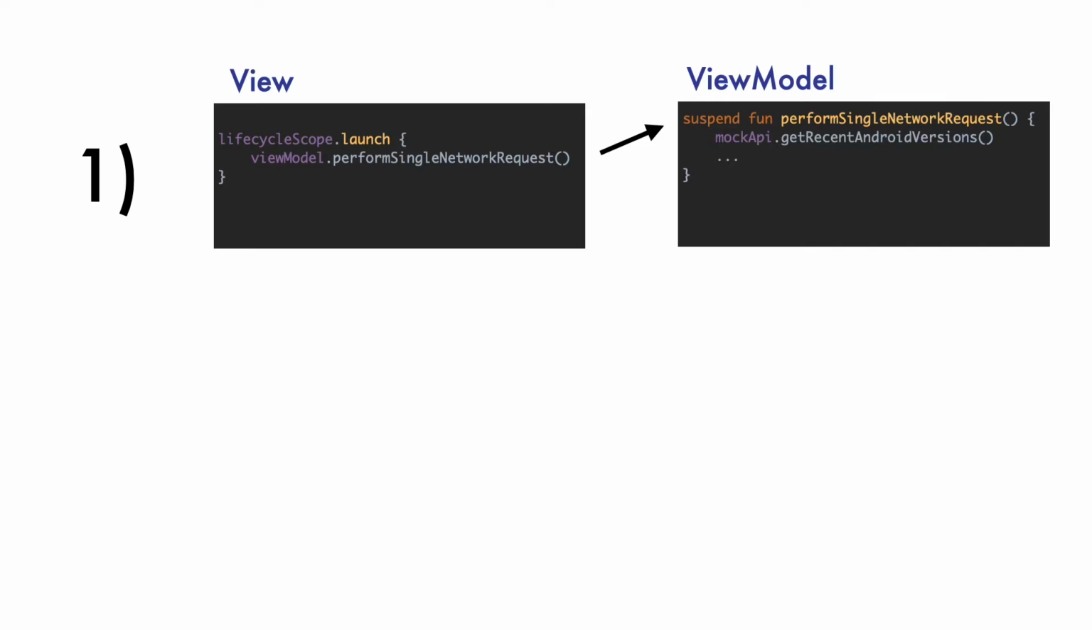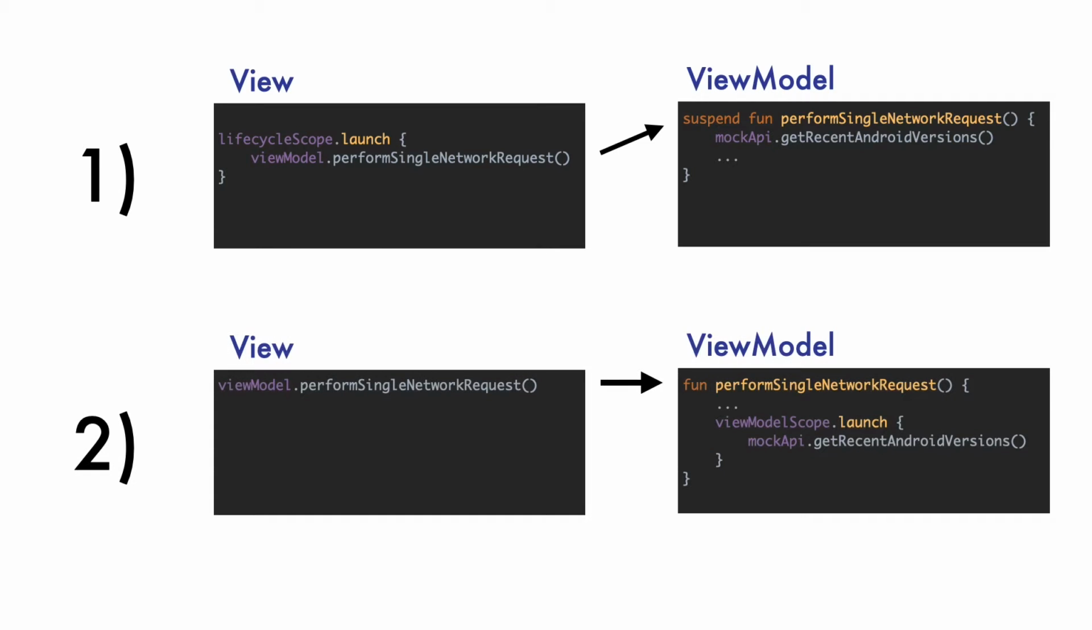If the ViewModel exposes suspend functions instead of regular functions, then we have to create a coroutine in the view, so in our fragment or activity. We are doing this here by launching a new coroutine on the lifecycle scope. The second option is to just expose a regular function in the ViewModel and create a new coroutine on the ViewModel scope there. This way, no coroutine needs to be created in the view, and so we can directly call the regular function in the ViewModel.